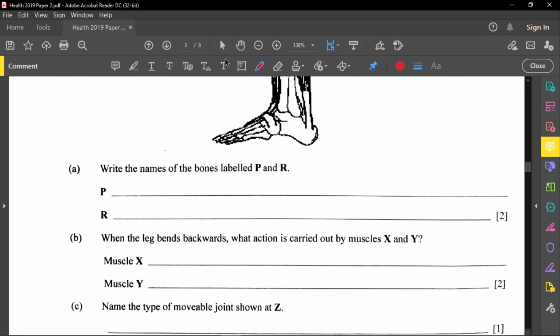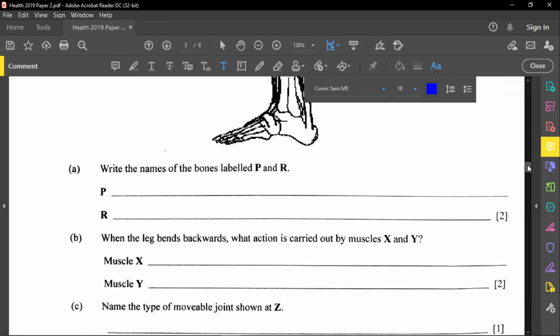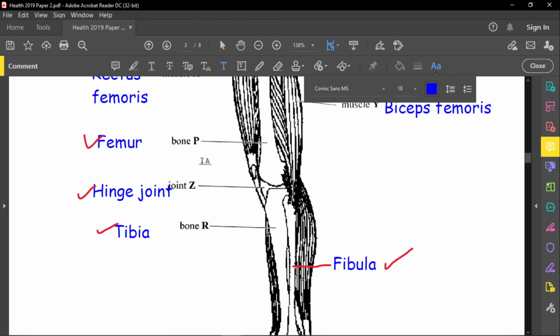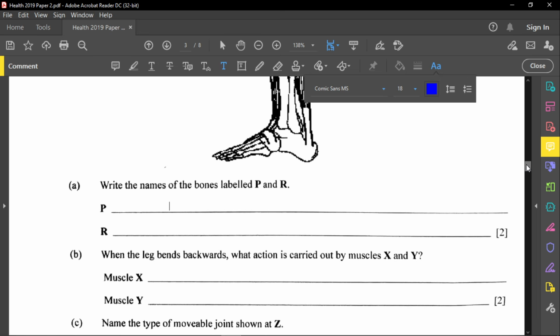And the first part of the question here is to write the names of the bones labeled P and R. So P and R, let's go back here, the bone P is a femur, R is a tibia. So notice they even asked for these bones. Again, the muscles are not generally asked. So P again is a femur, and R is the tibia. And remember, behind the tibia is a smaller bone called the fibula.